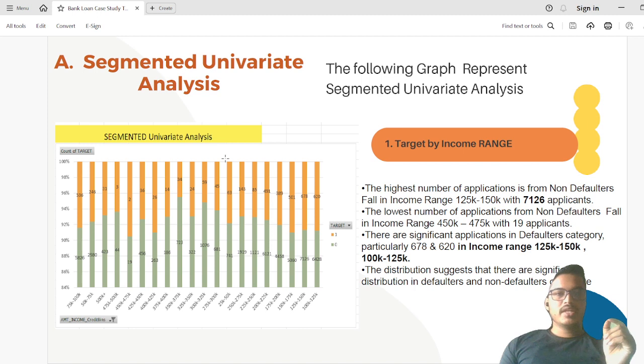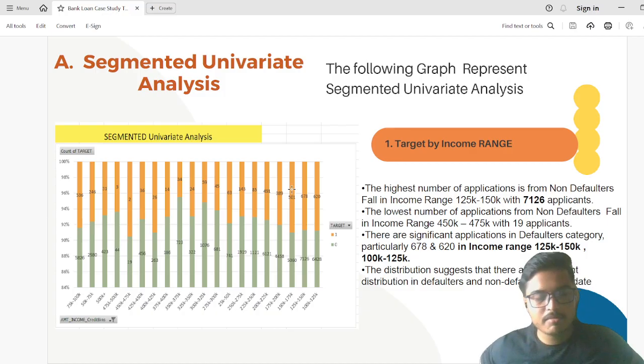This is the next level of analysis, the segmented univariate analysis. For this, we have taken the count of targets, the targets with 1 and 0. That means 1 identifies the defaulters and 0 the non-defaulters. We have used a 100% stacked chart with the range being 84% to 100%, because all of the columns belong to this range, and this makes for better visualization.